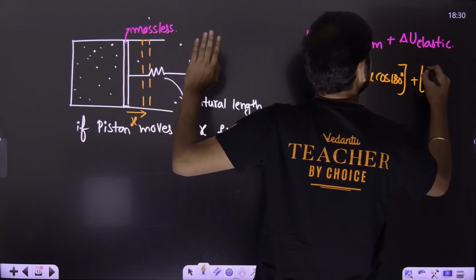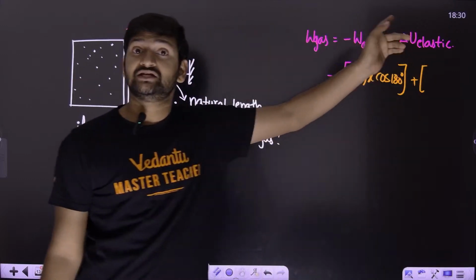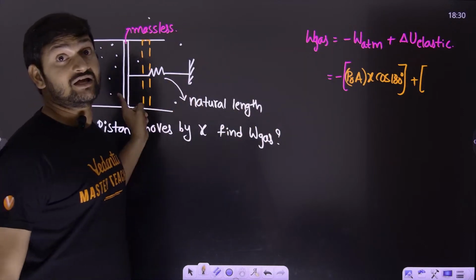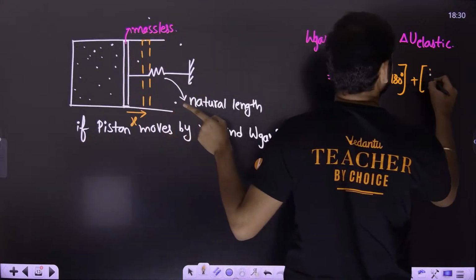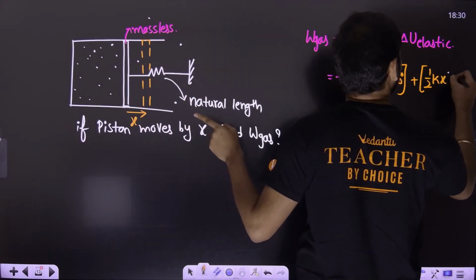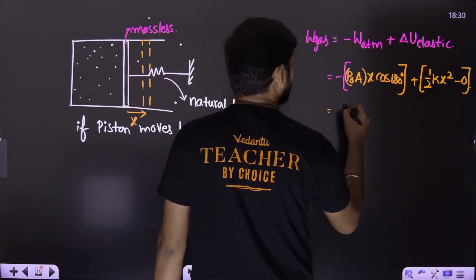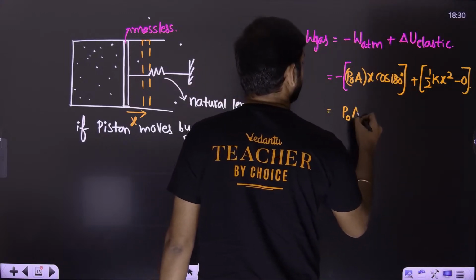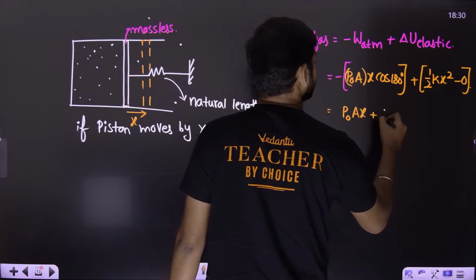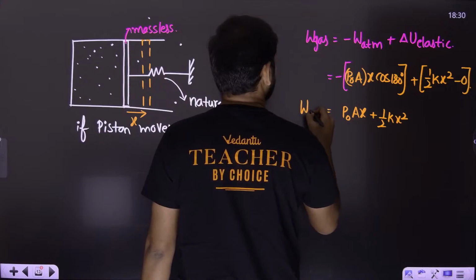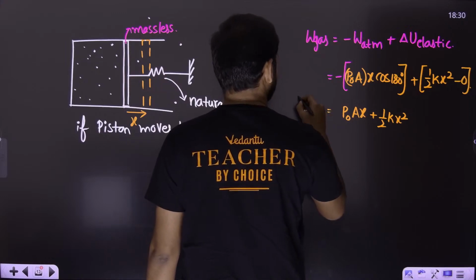Now, change in elastic energy in the spring. So final energy minus initial energy. If it moves by x, spring got compressed by x. And what is the initial elastic energy? It is 0. As a result, you are going to get P naught A into x plus half k x square is the work done by the gas.